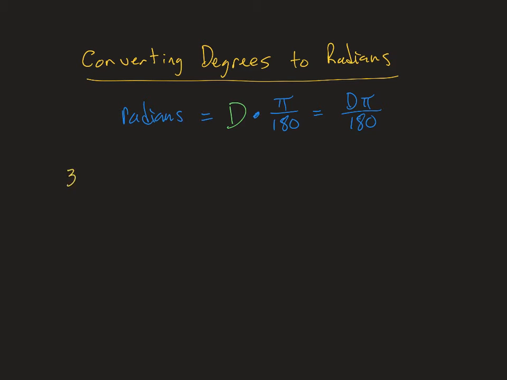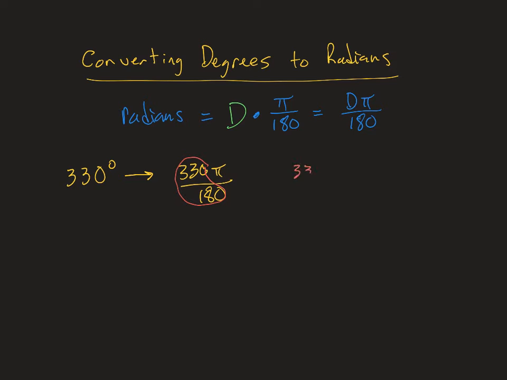Let's say we want to convert 330 degrees. We would take that 330, multiply by pi and divide by 180. And then if we want the radian measure in terms of pi, we have to reduce this fraction, which really means we're going to reduce the 330 over 180.